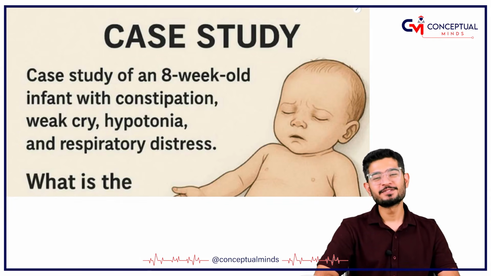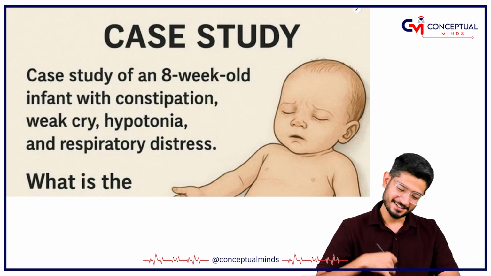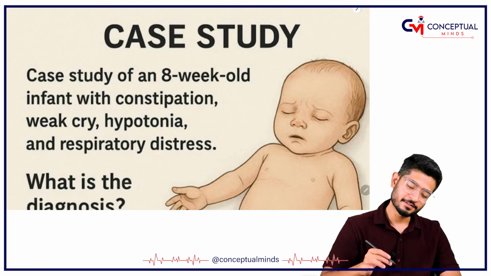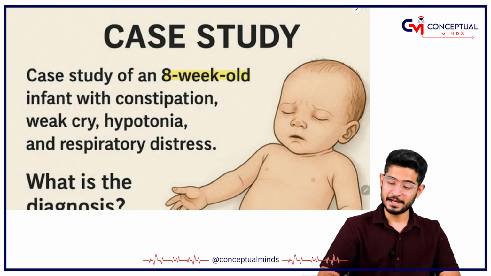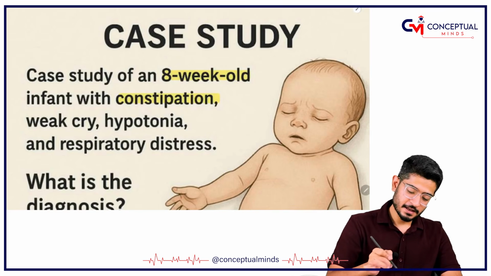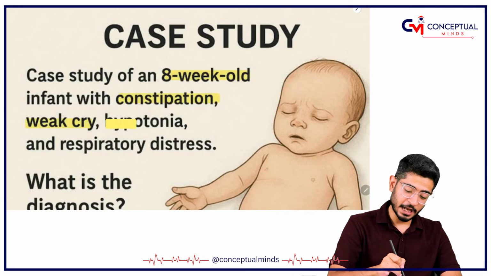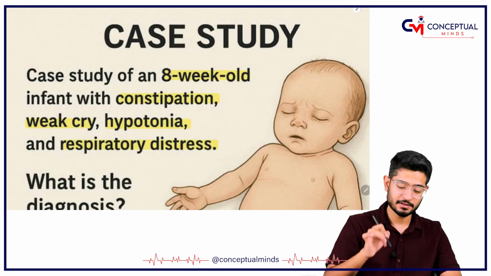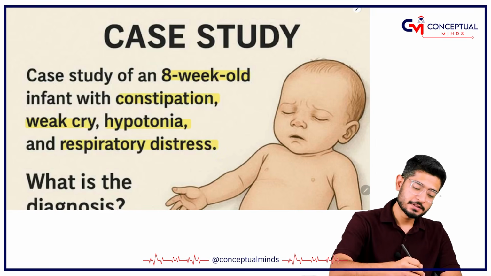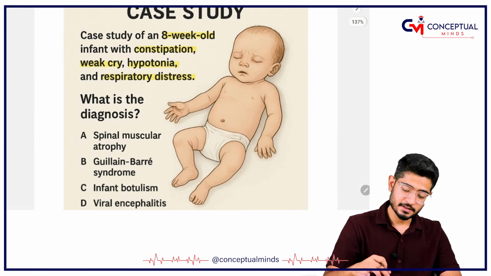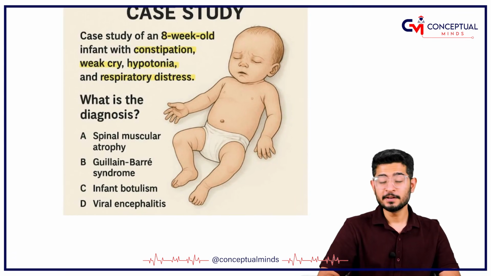So this video will start with a small case study discussion. This is a case study of an 8-week-old child having constipation, weak cry, hypotonia, as well as respiratory distress. Can you see there is a respiratory problem, there is a constipation problem. So there are two systems in fact involved. So what can you expect?